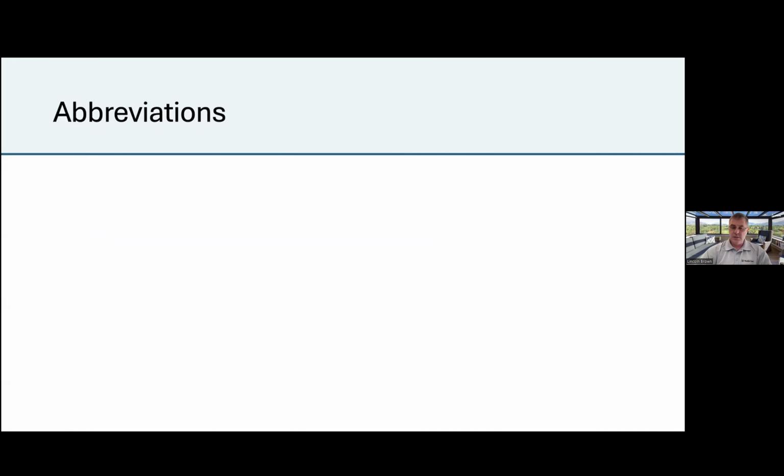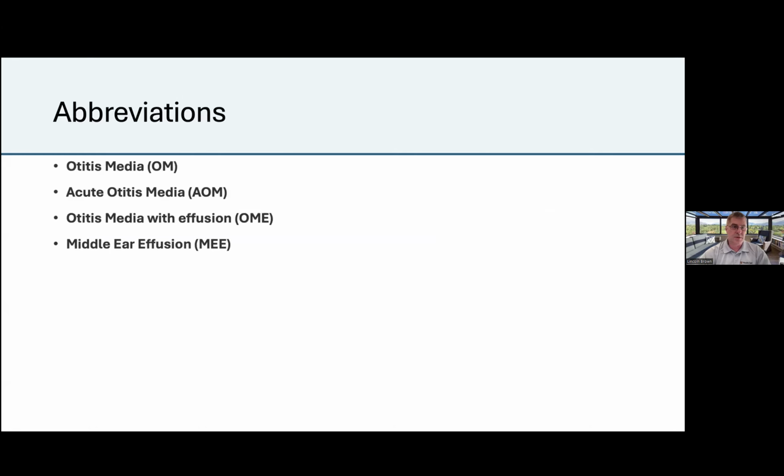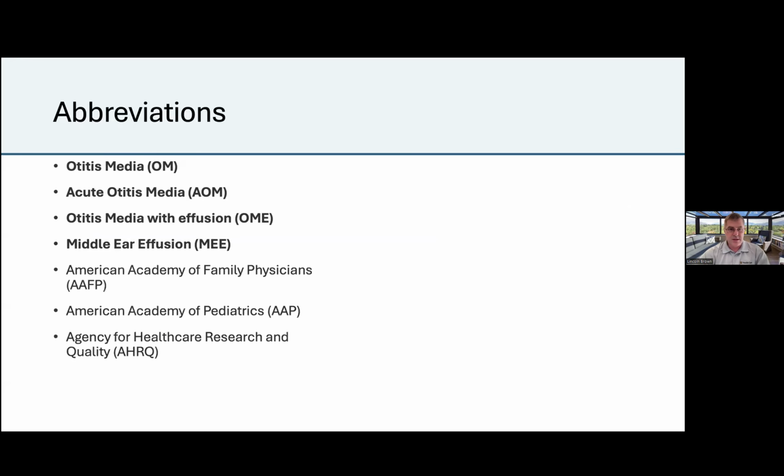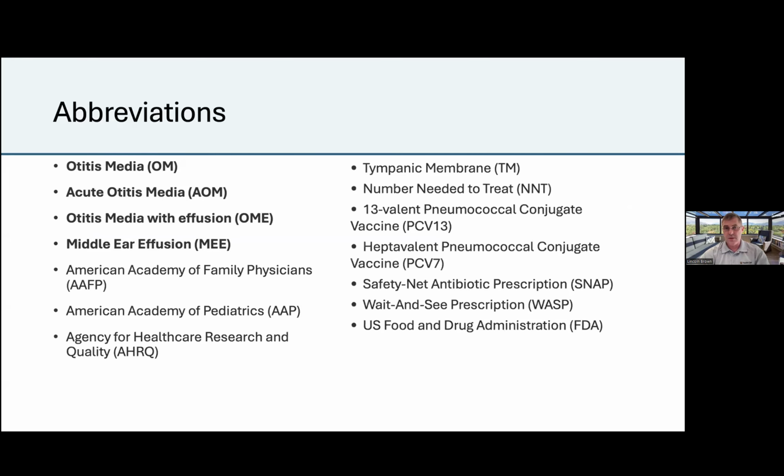The article would not be complete if there were not a bunch of abbreviations in there. The ones that we are most interested in are otitis media versus acute otitis media with effusion, and middle ear effusion. Just as a reference, these are some of the other ones that were included in the article, here for your viewing pleasure if you like.